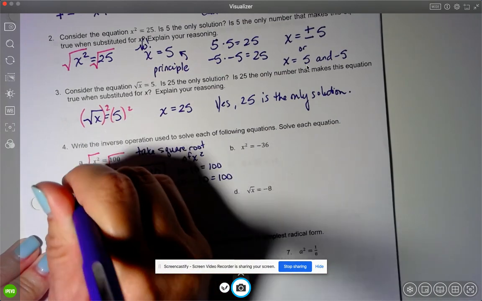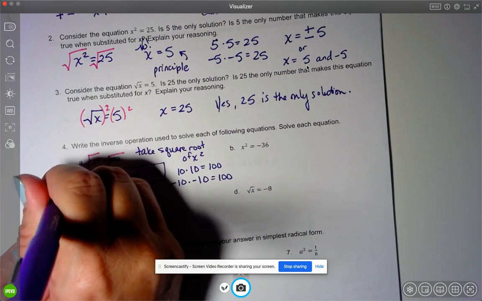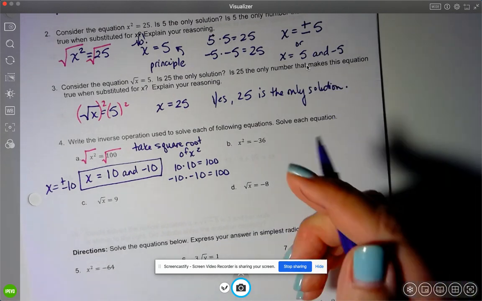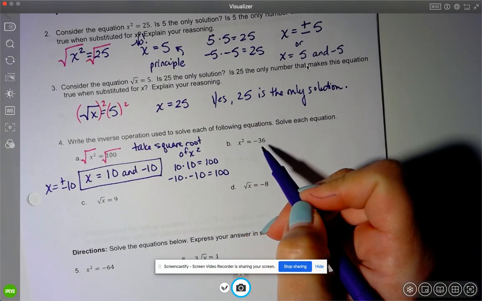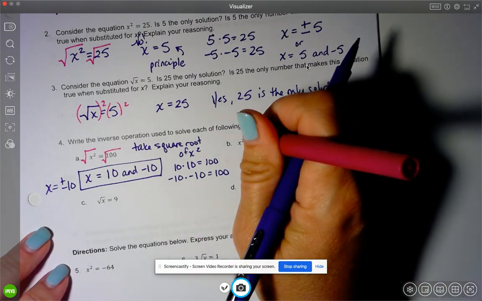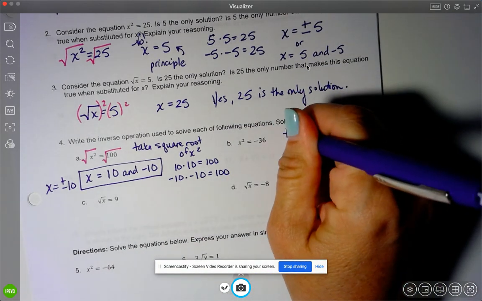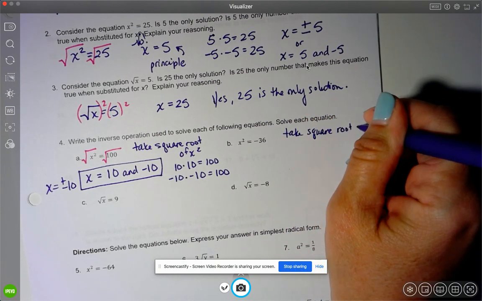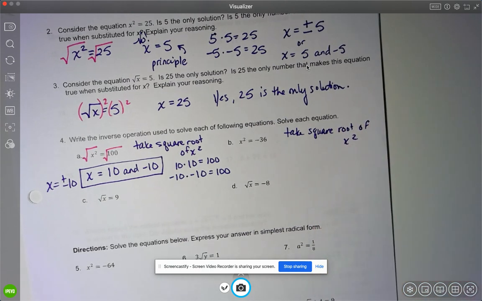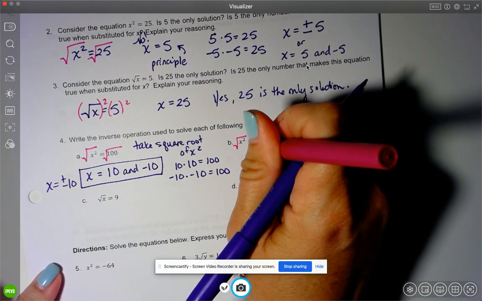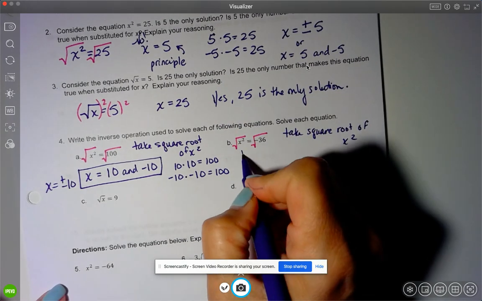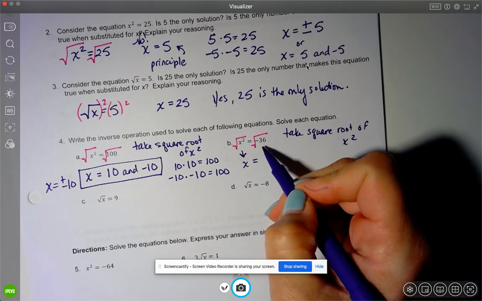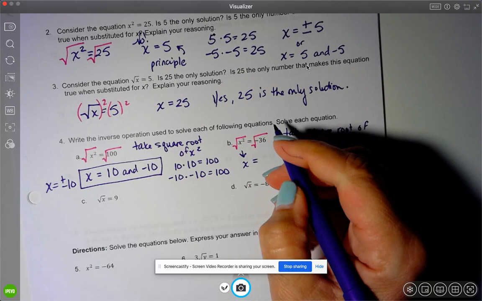But again, you can write it like x equals positive and negative 10. It just means both the positive and negative version. All right, over here I have x squared equals negative 36. So I can take the square root again, of x squared. So I'm going to go ahead and do the inverse operation. So on this side, I get x. But on this side, there's no number that I can multiply by itself to get to negative 36. So actually, there's no solution.